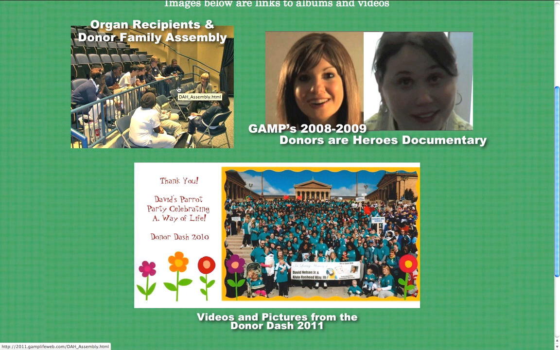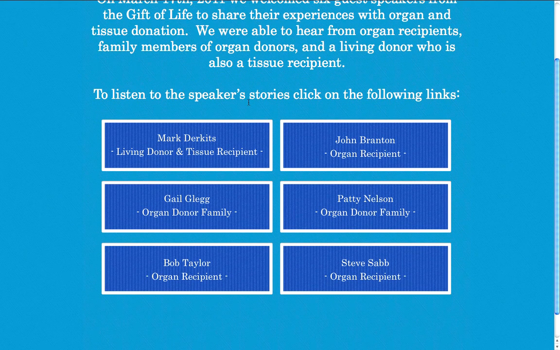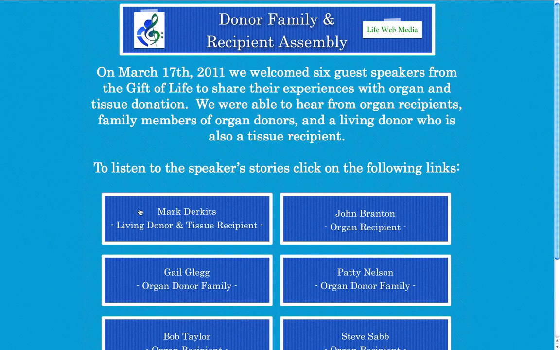But I want to talk more about the organ recipient and donor family assembly. We click here, we're actually able to go see and listen to the speakers' stories and the kids interviewing these speakers throughout the assembly. So we see Mark Durkis, a living donor and tissue recipient, Gail Glegg, an organ donor family, a mother of a son that died who was an organ donor, Bob Taylor, an organ recipient, Steve Saab, an organ recipient, John Branton, an organ recipient, and then Patty Nelson, a mom as well of a son that was an organ donor.